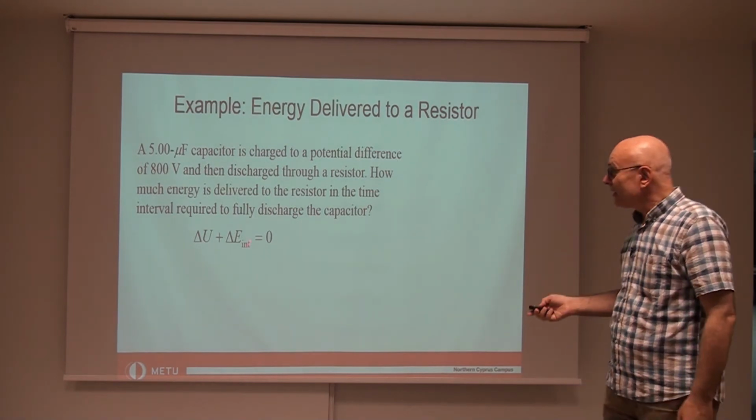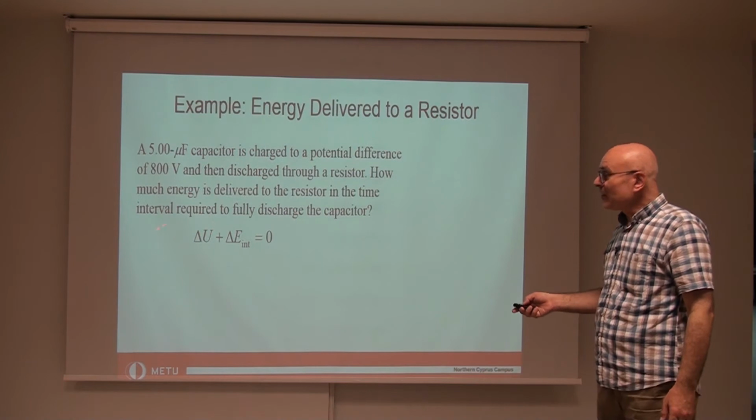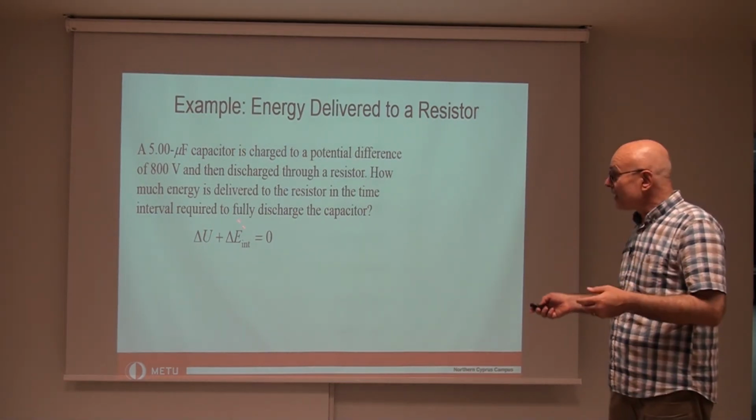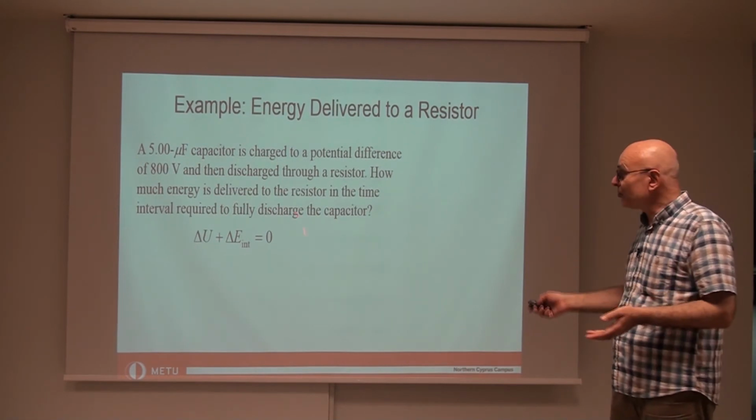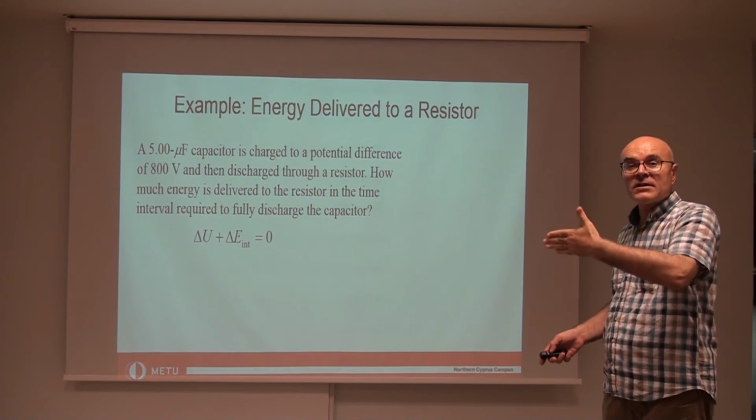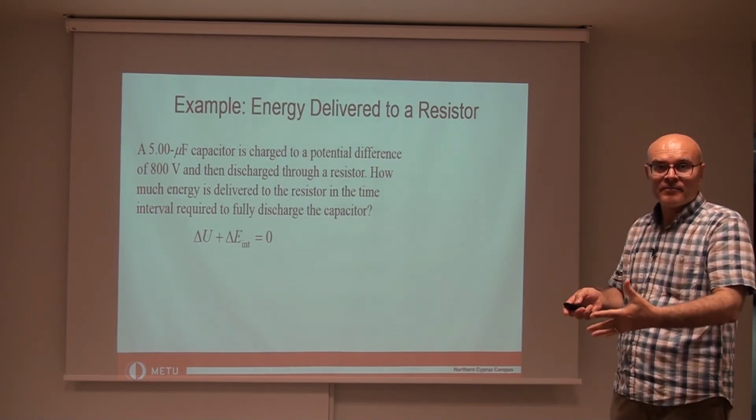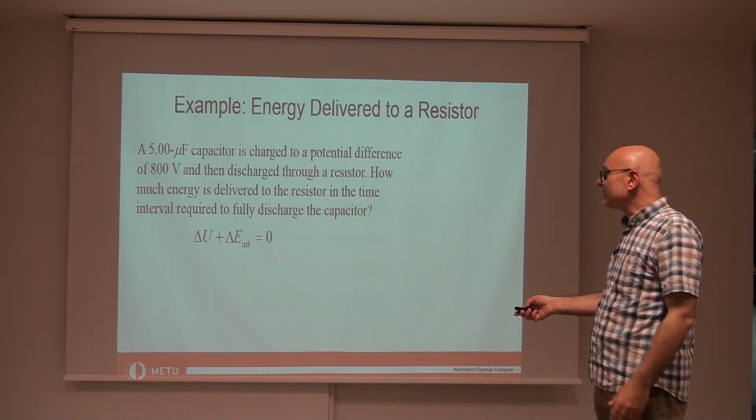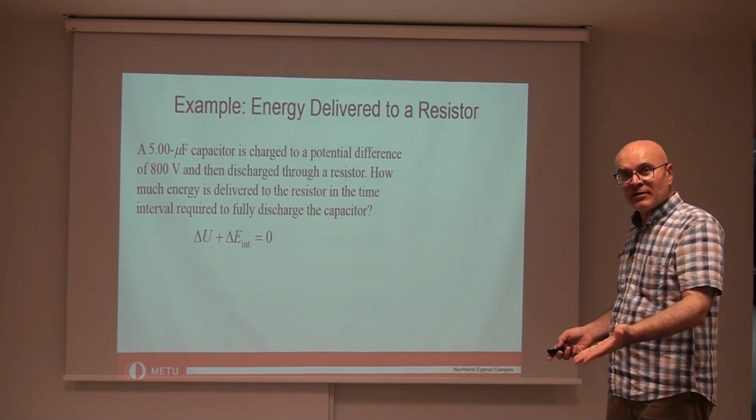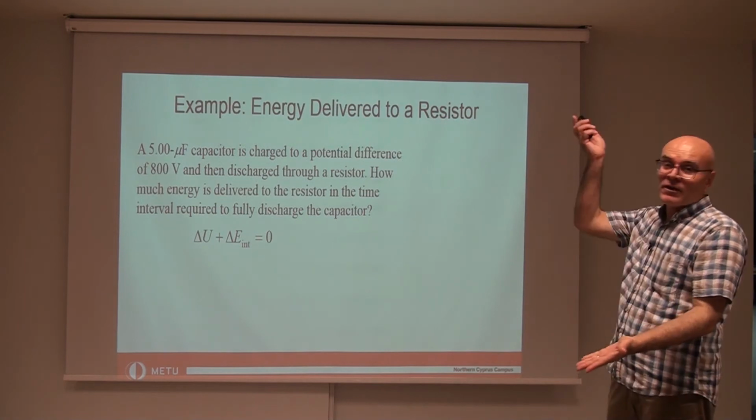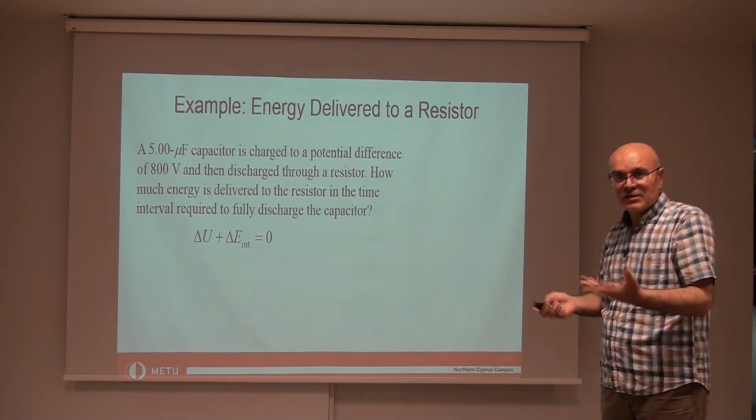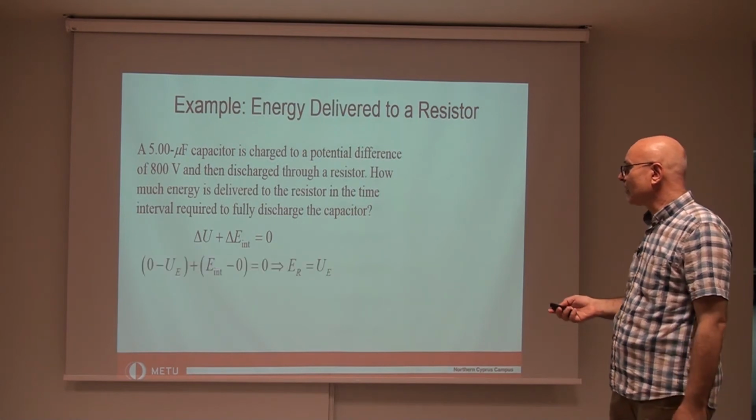So we say that delta U, the change in the potential energy of the system, plus delta E, the change in the internal energy, should equal 0. Why? Because there is no W external. There is no external work done. Or delta U equals minus delta E internal. That is, the drop in the potential energy will equal the rise in the thermal energy of the resistor, which is heat, in this case, which will radiate outside.